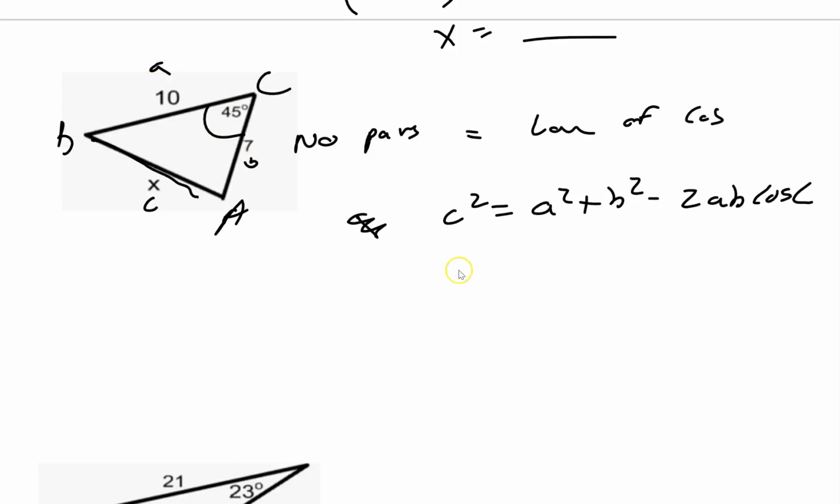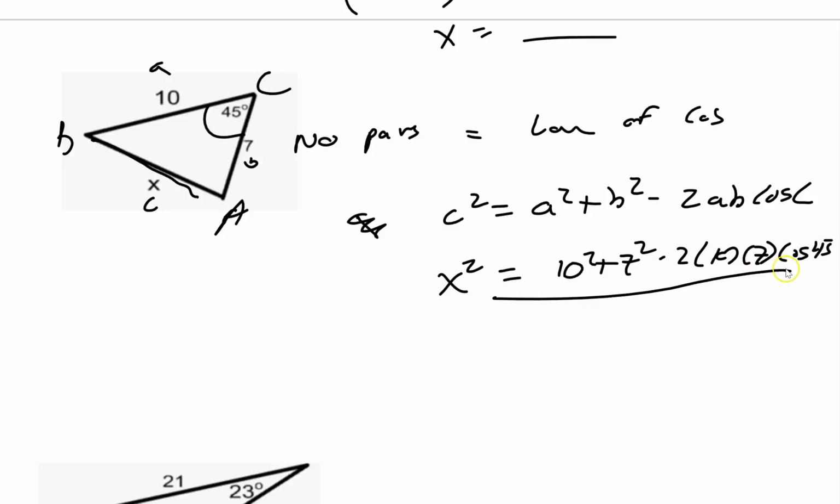So in this case, I have x squared equals 10 squared plus 7 squared minus 2 times 10 times 7 times cosine of 45. Now with this, just plug this all into your calculator. There's no variables there. Just plug it all into your calculator, and you get x squared equals some number. Square root it.